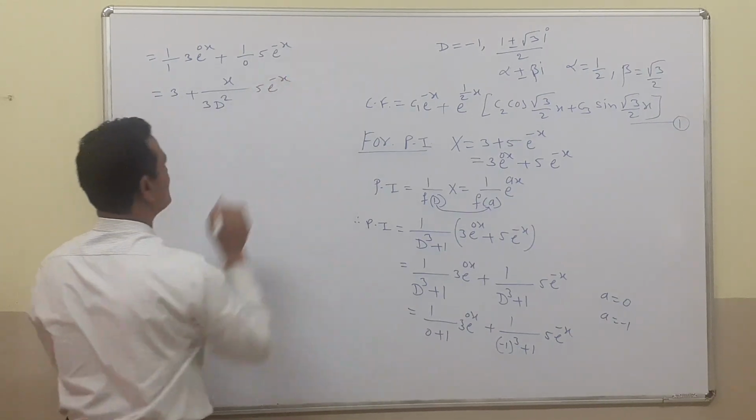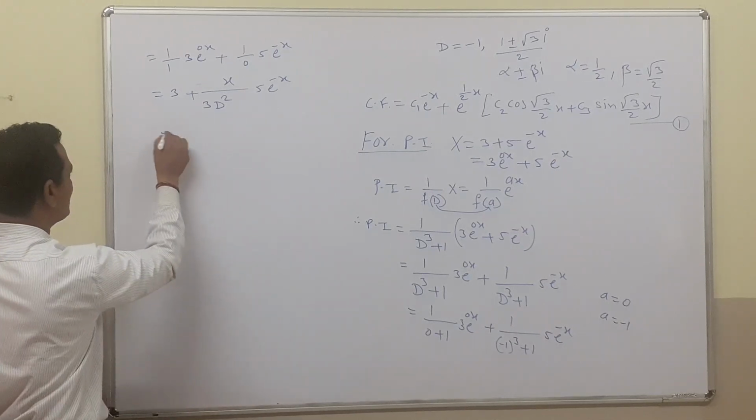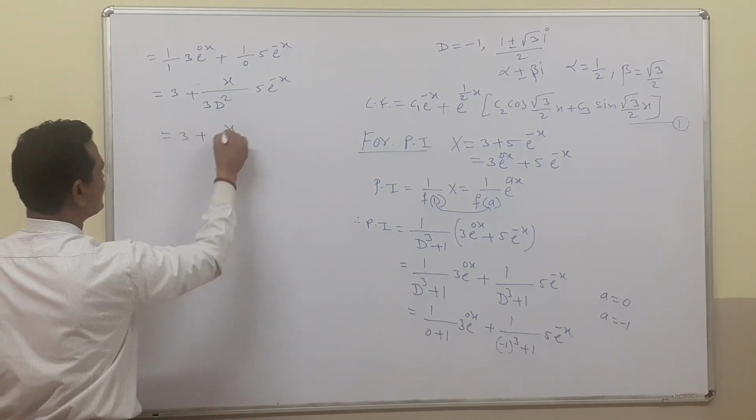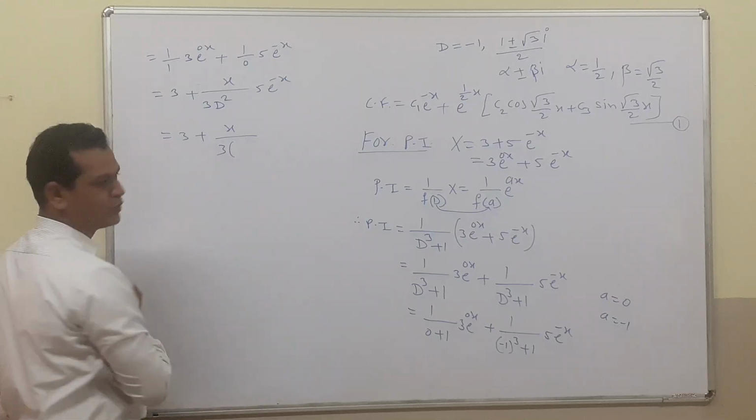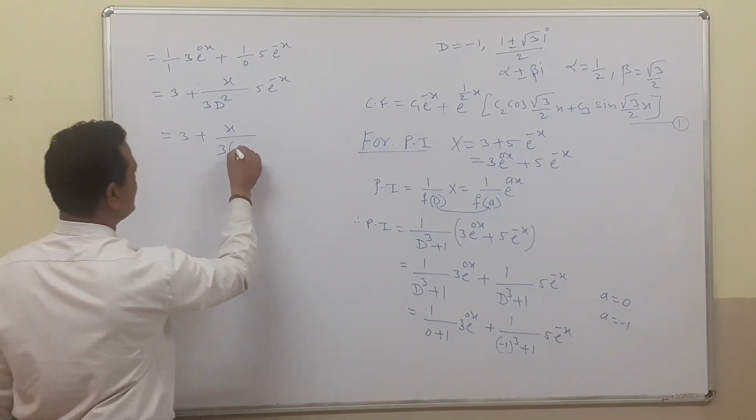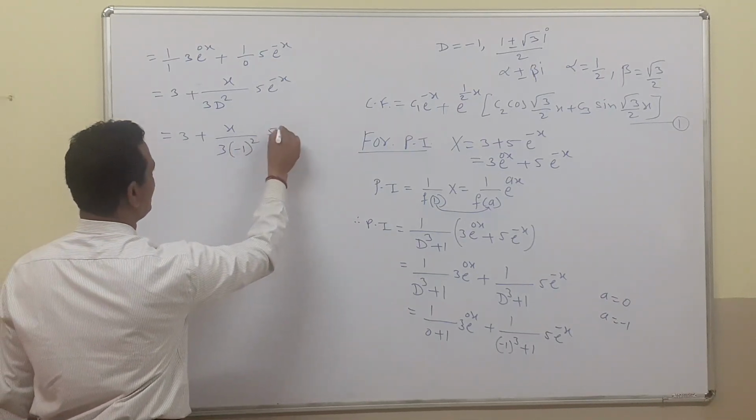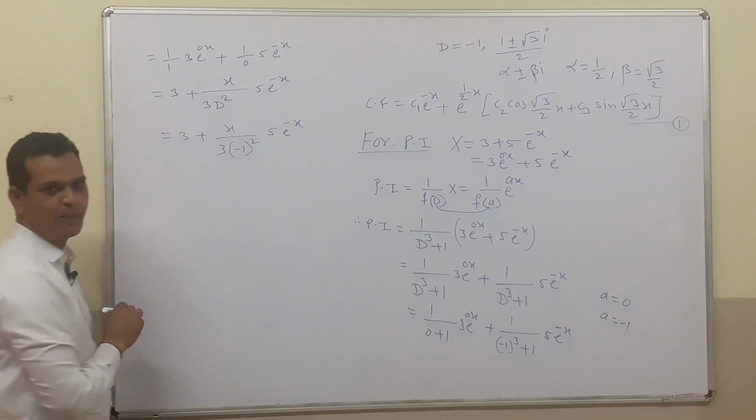Into 5 e raised to minus x. So moreover we can write this as 3 plus x upon 3 into, replace D by a, so this is minus 1 whole square, into 5 e raised to minus x.